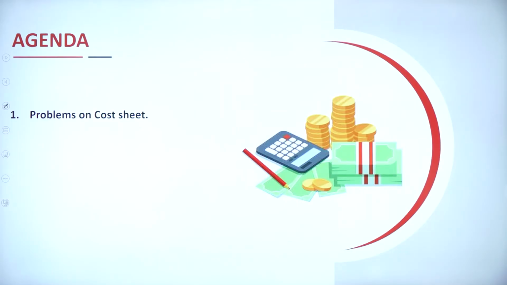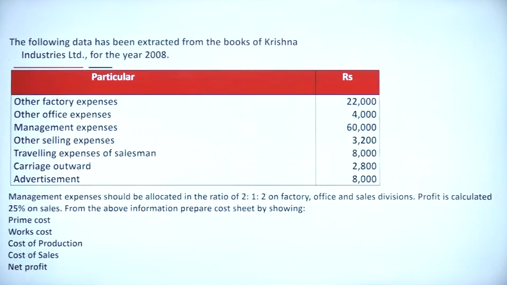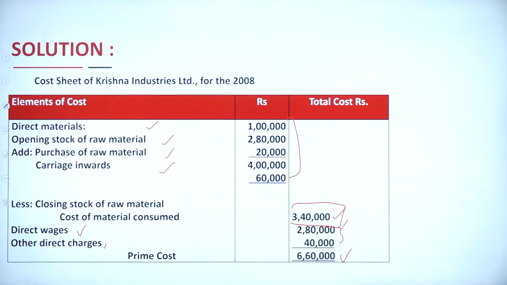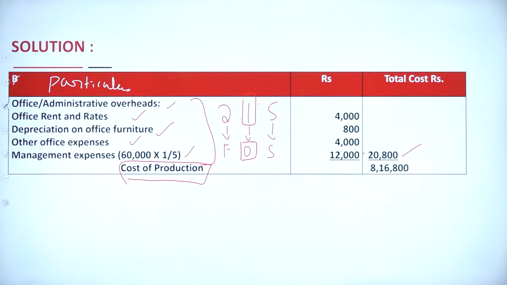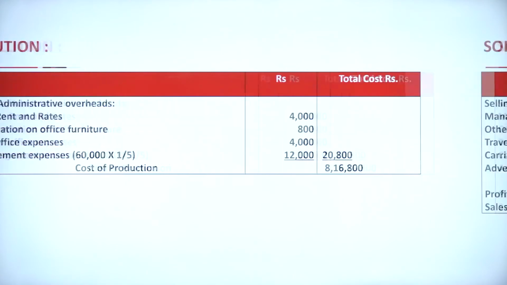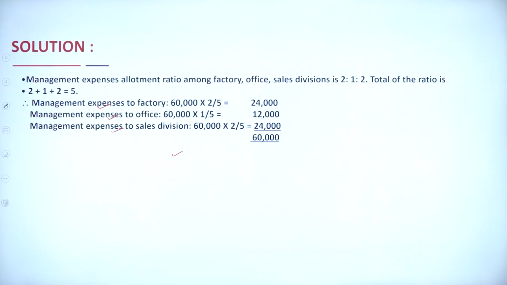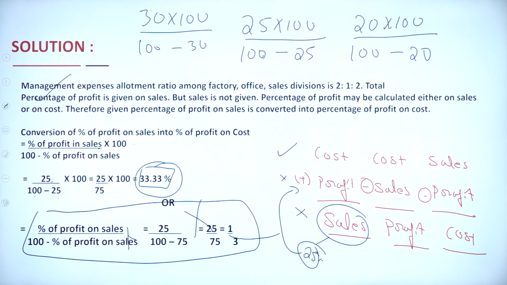Agenda: problems on cost sheet. Problem number 5, the continuation of your question. Solution part 1 up to prime cost. Solution part 2 up to works cost. Solution part 3 up to cost of production. This is your final answer, that is nothing but your sales. This is your solution part, that means your working note. This is again your working note.